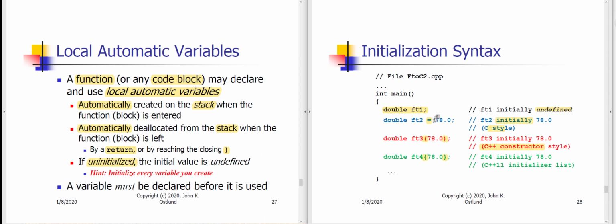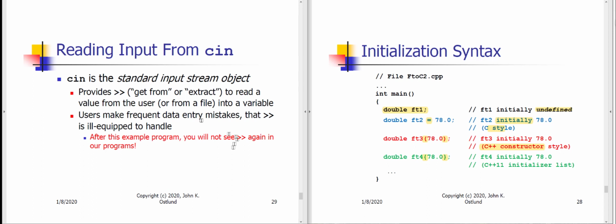Well, rather than hard coding these values, 78.0, directly in our source code, it would be more flexible to be able to read these things in from a user, let's say. We can use cin, which is sort of the opposite of cout. Cin is the standard input stream object to get data from the keyboard using this double greater than symbol operator. And this is called either the get from or the extract operator.